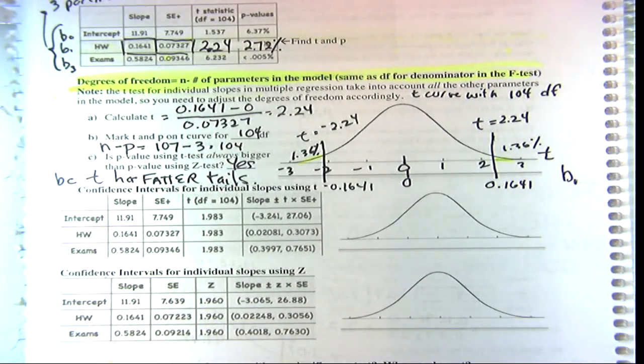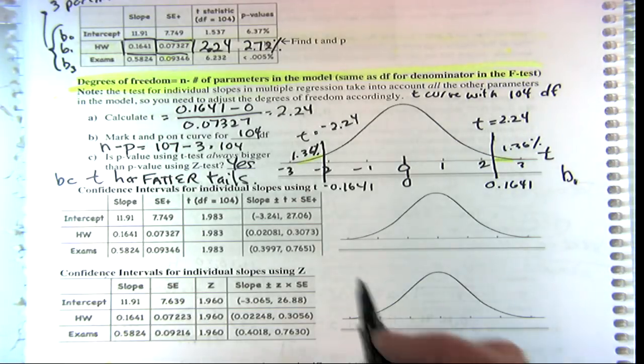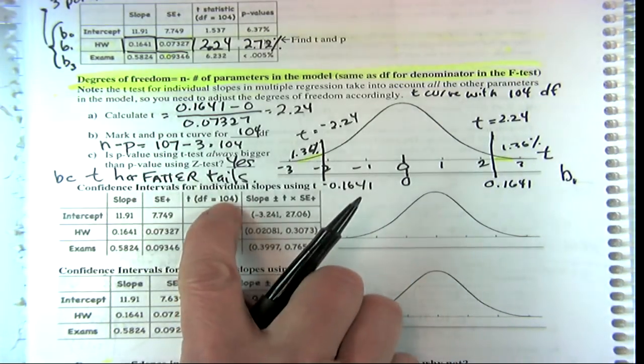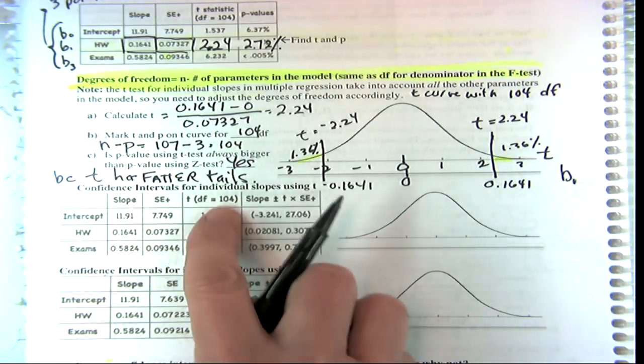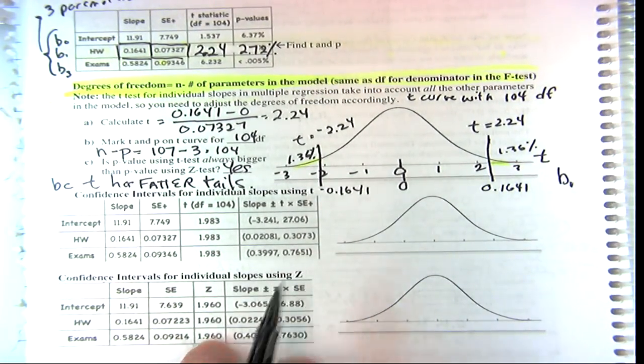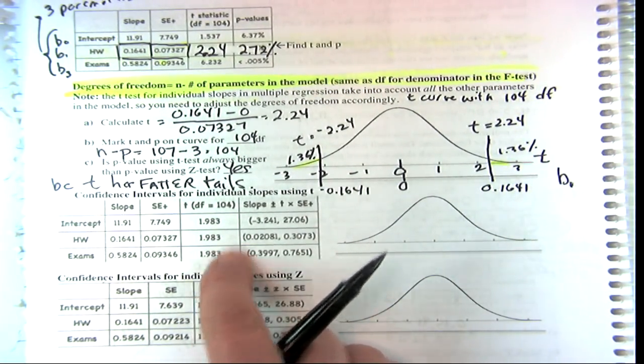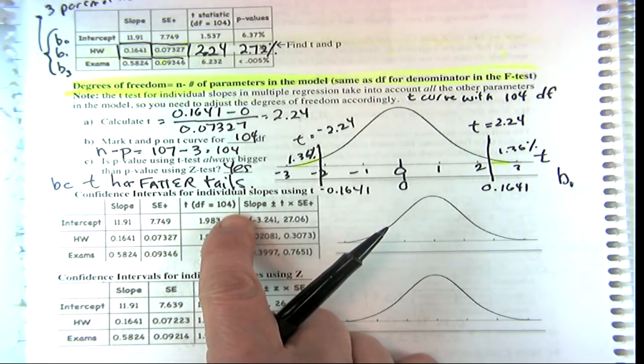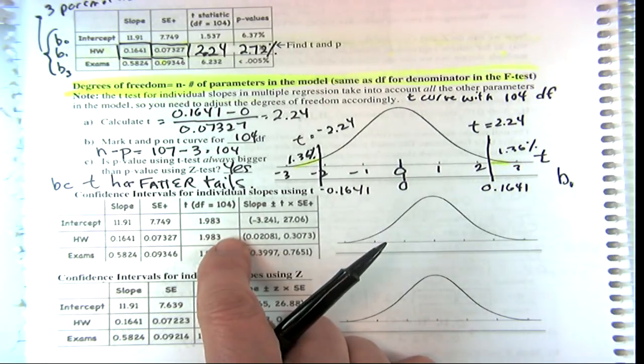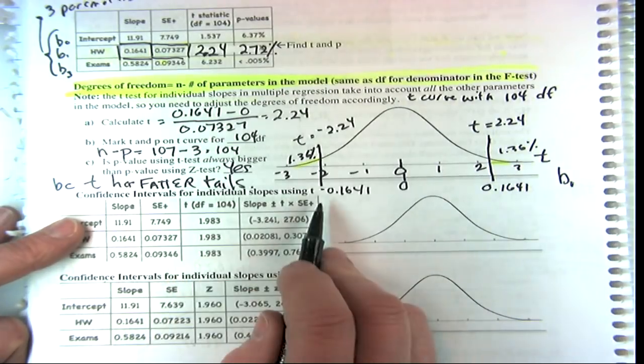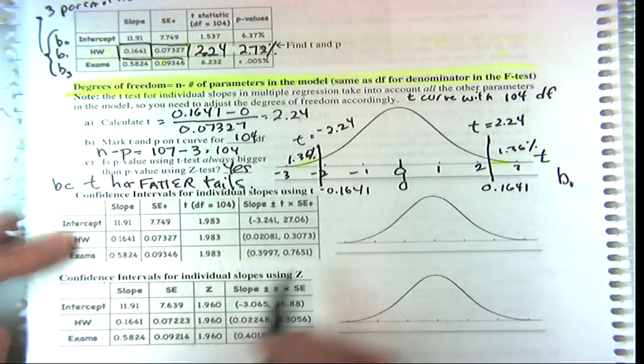Now we can build confidence intervals the same way we did before. The only difference is that you have to look at the degrees of freedom. The critical value for the z is the same, but the critical value for the t is going to depend on its degrees of freedom because you have to look at that particular curve. So, confidence intervals for individual slopes using the t and the z.